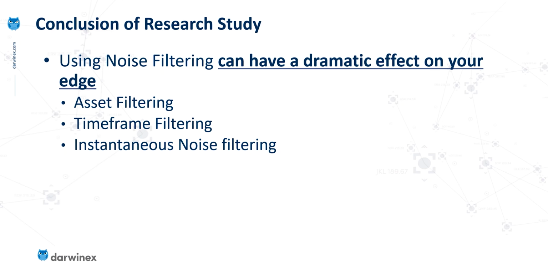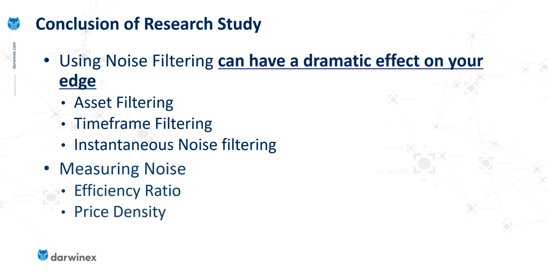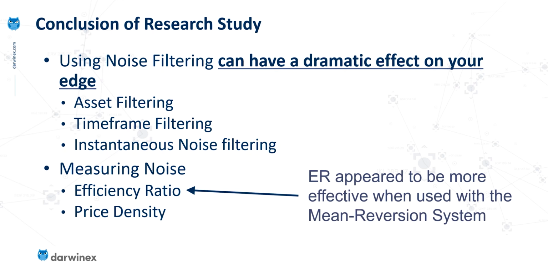So what are the conclusions that we can draw from this research study? Well, firstly, in all 3 different techniques, we've seen that these have had a dramatic effect on the performance of the trading strategy and therefore the edge. And secondly, in our comparison of the 2 measures of noise, the efficiency ratio and the price density, certainly in the results of this study, the efficiency ratio appeared to be more effective when used with this particular mean reversion strategy. Now, bear in mind that that might not be always the case for different strategies.